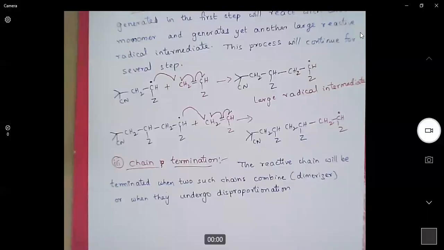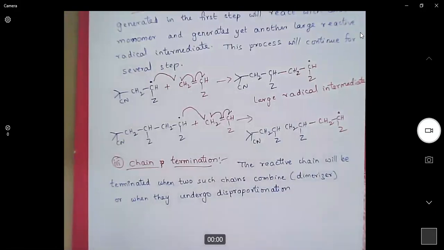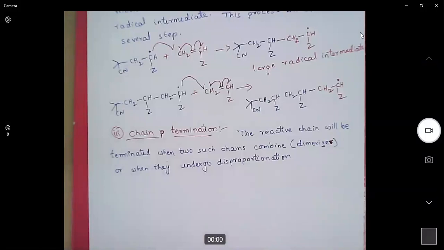The final step in the radical polymerization reaction is chain termination. Now, how will this reactive chain be terminated finally? The reactive chain will be terminated when two such chains combine. That is what is called dimerization, or when they undergo disproportionation. We will look at what is dimerization and what is disproportionation.